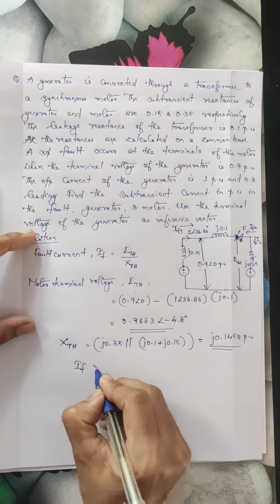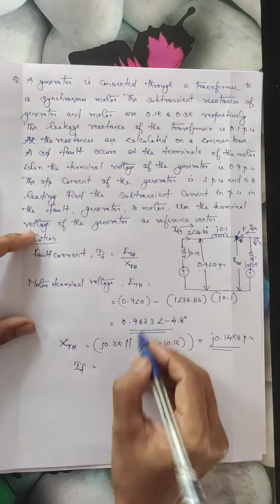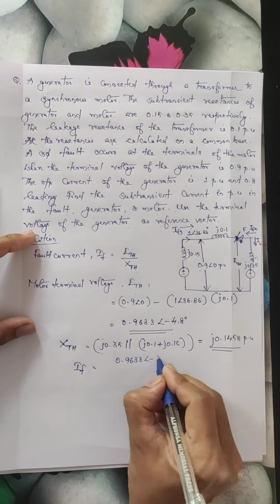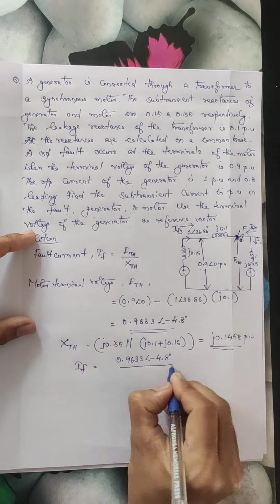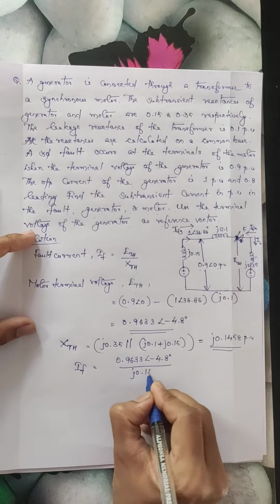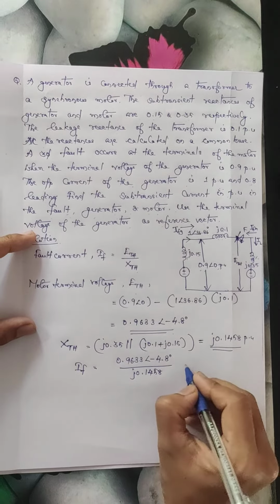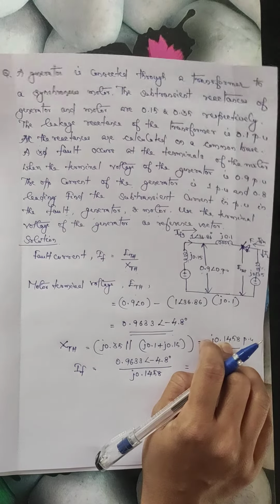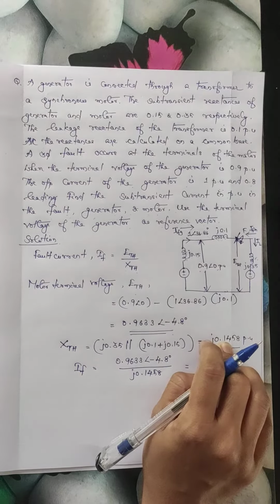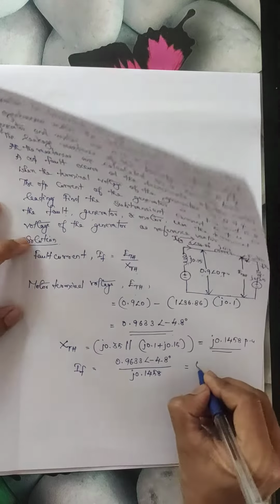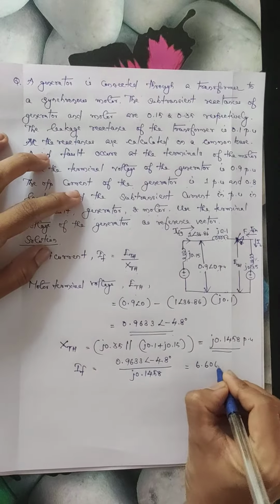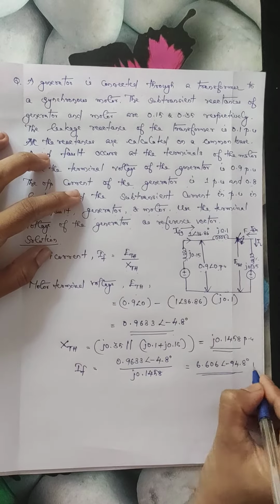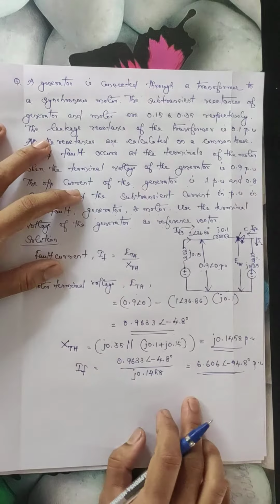Now the fault current IF will be equal to ETH by XTH, that is 0.9633 angle minus 4.8 degree divided by j0.1458, which is equal to 6.606 angle minus 94.8 degree per unit. So this is the value of total fault current.